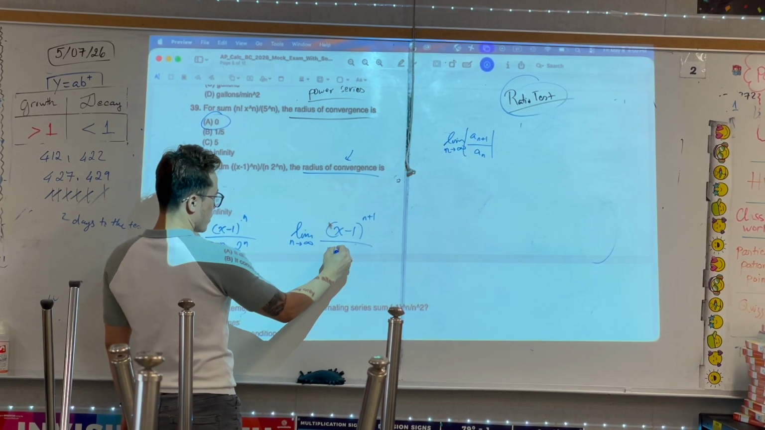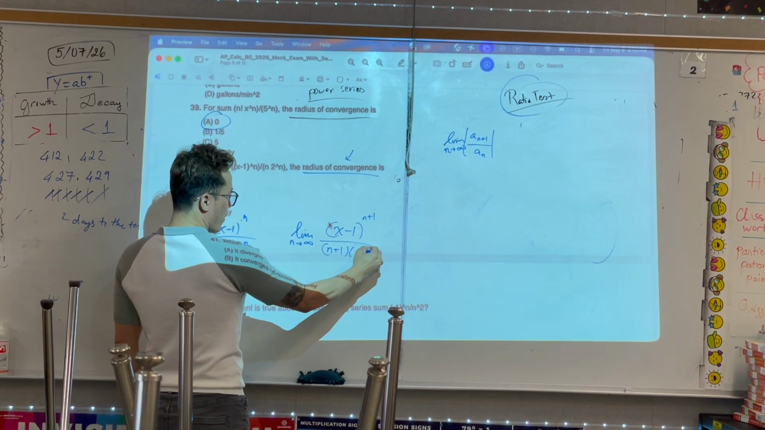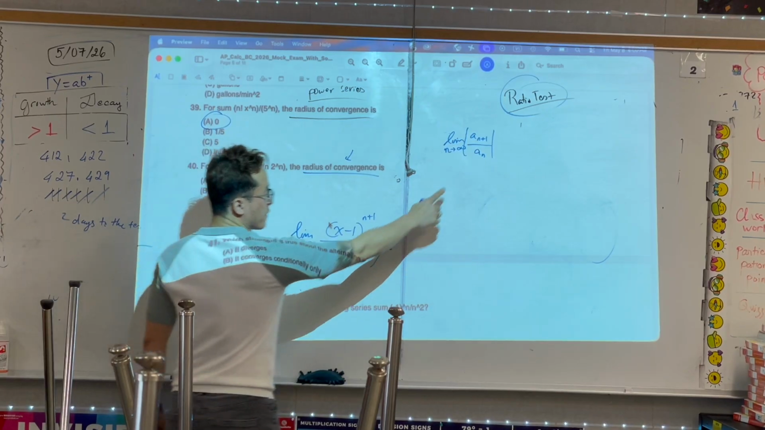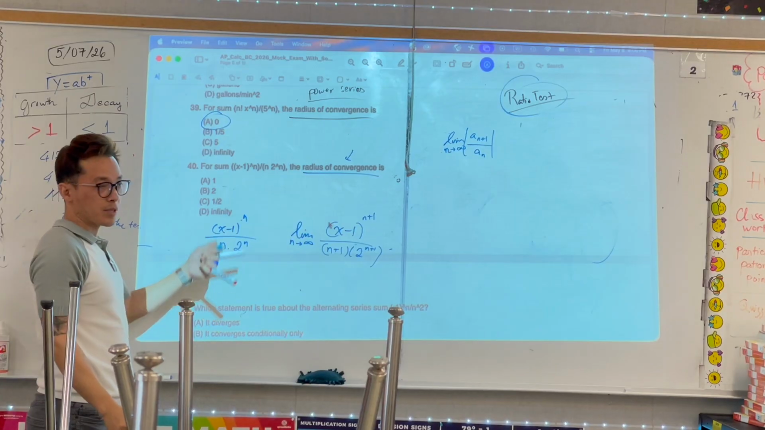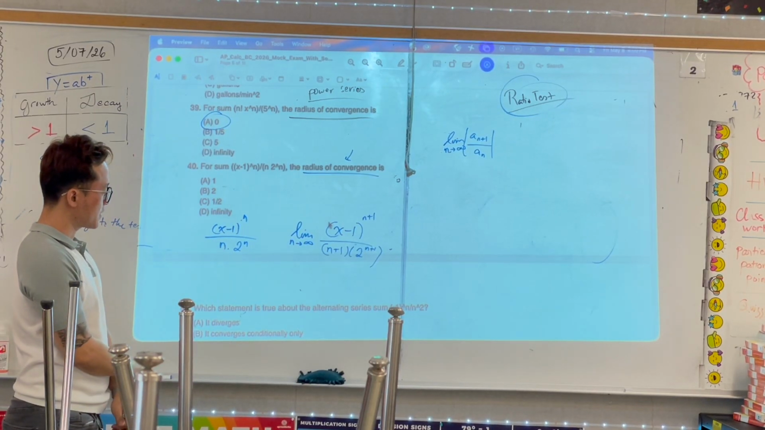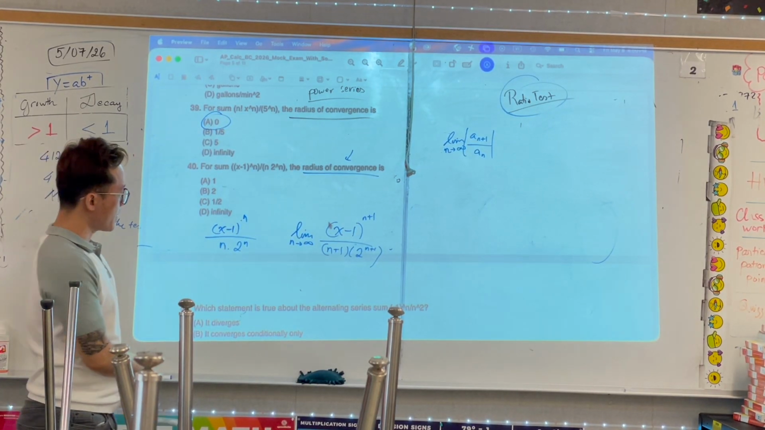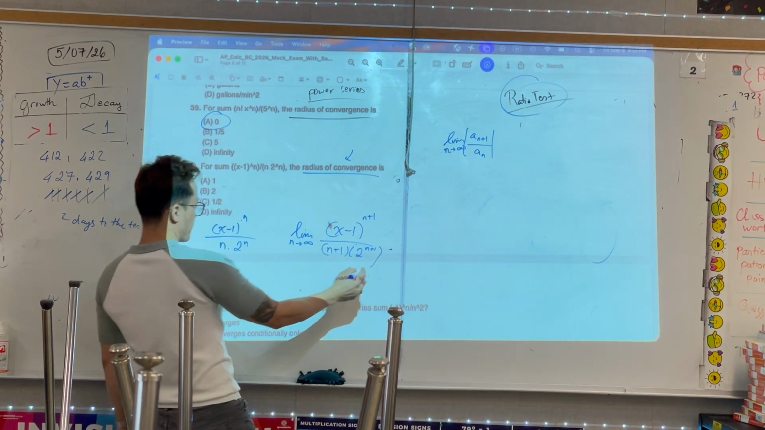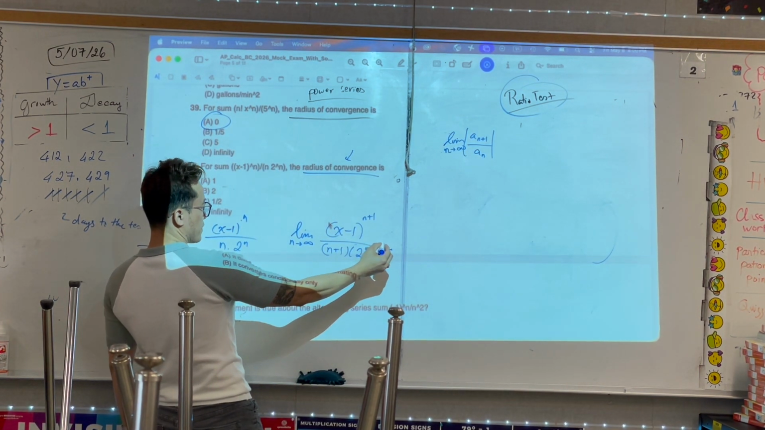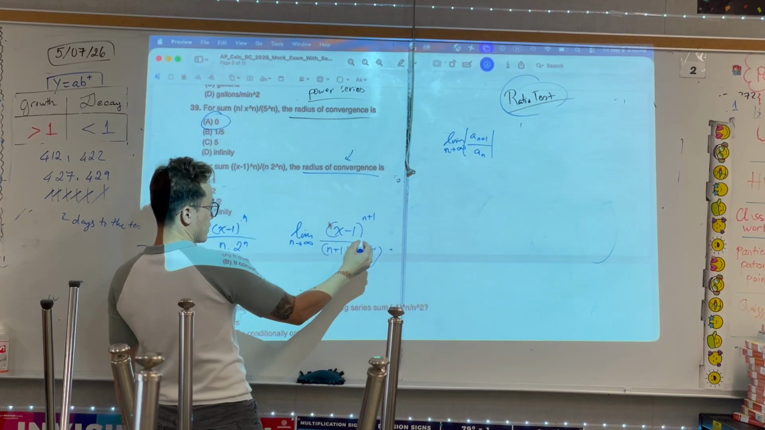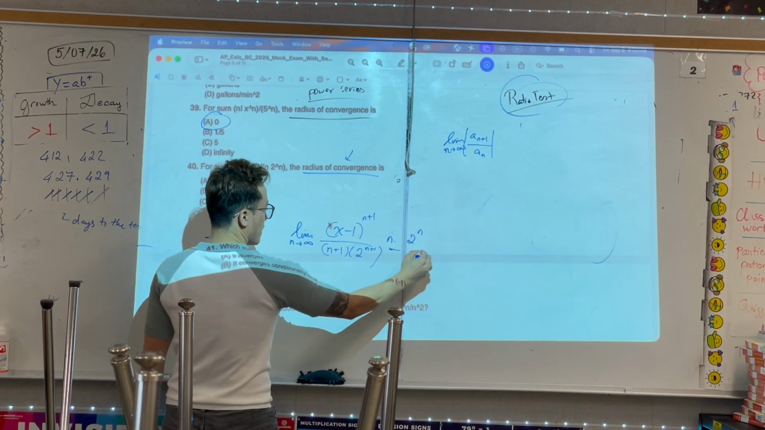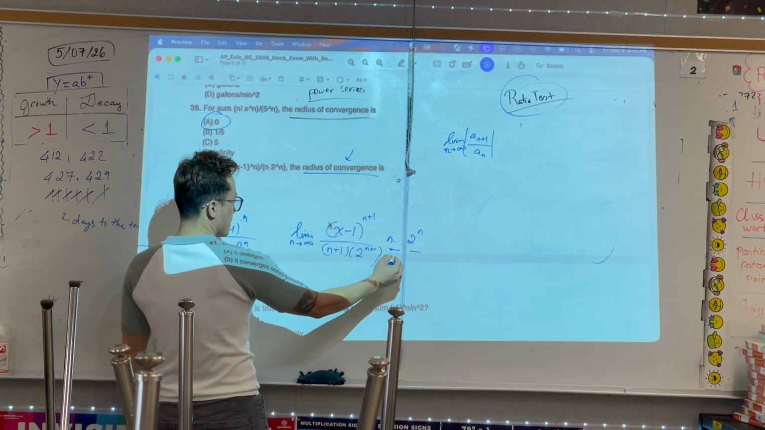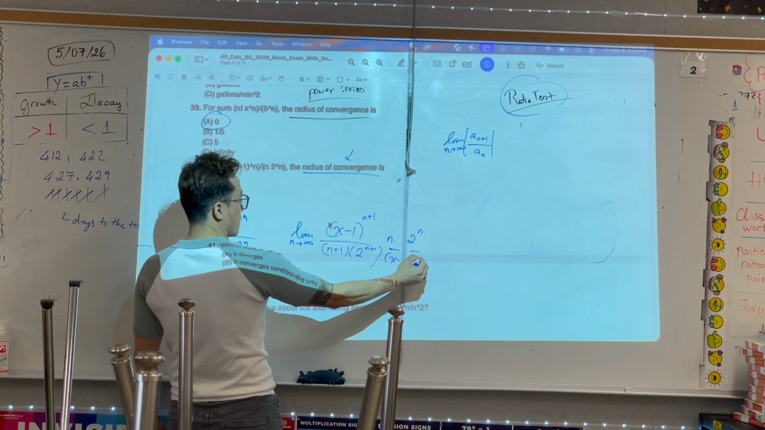Okay, so n plus 1. We have 2 to the power n plus 1, divided by a_n. a_n is this guy, the original one. But you divide it, so what are you going to do? We flip it. You flip it? Okay, tell me what you write. So it's going to be n minus 1, n times 2, and then x plus the power of n.